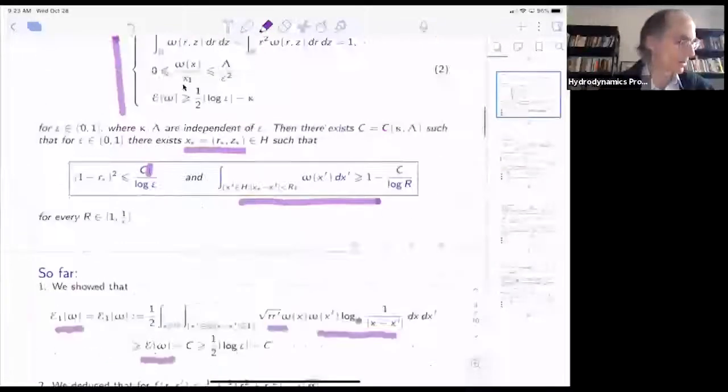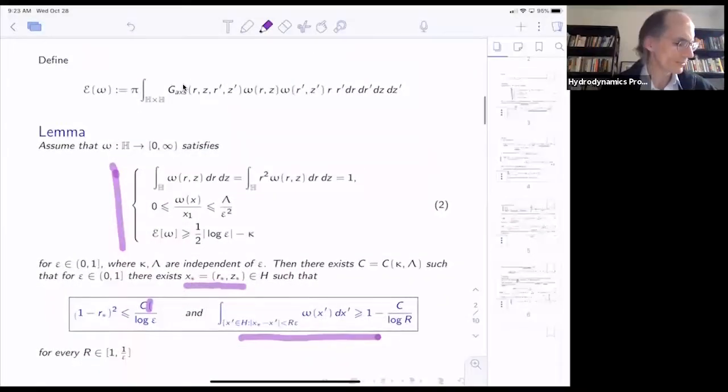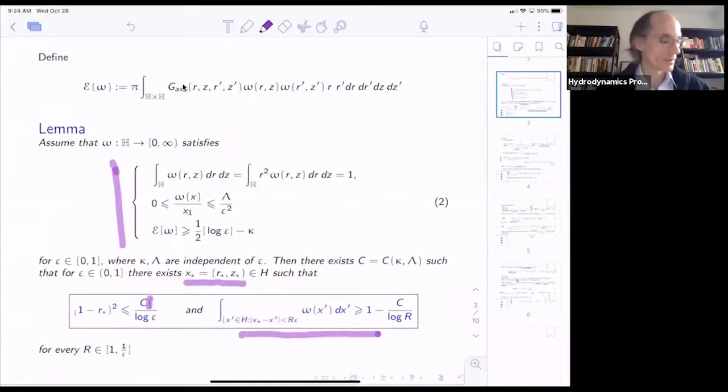So here's a remark. In the statement of the theorem, I said for every epsilon there exists an x star such that this concentration inequality holds for every r between 1 and 1 over epsilon. What I actually proved is that for every capital R, there exists a point x star, say, but that point may depend on capital R. So it may be that if I want to find concentration on a certain scale, I get one point. On a different scale, I'll get a slightly different point.